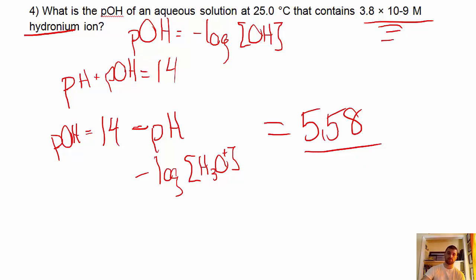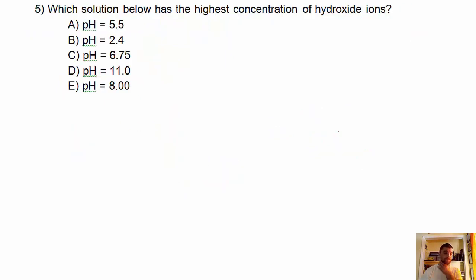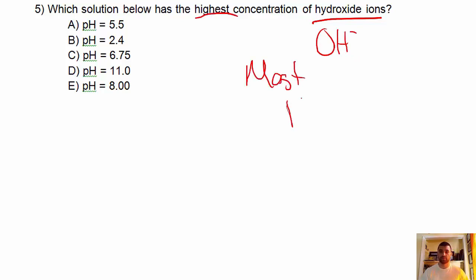That's it. All right, 5. Which solution below has the highest concentration of hydroxide ions? So you've got to remember that hydroxide is OH minus. If we're talking about the highest concentration of that, we're talking about the most basic. So which one of these pHs would be the most basic? Well, it would be the highest pH.